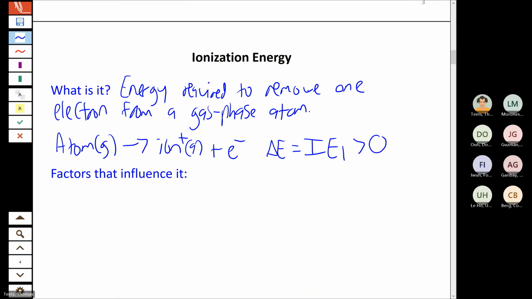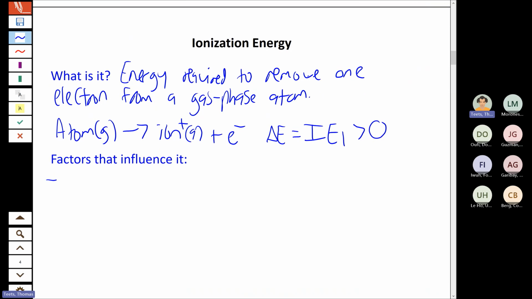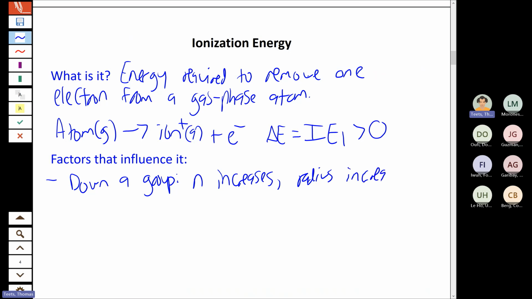Okay. So the factors that influence ionization energy are sort of related to the radius. As you go down a group vertically in a column of the periodic table, as we said, the principal quantum number increases, which means the radius increases. That's the trend we introduced last time. And that relates directly to ionization energy because as you go down a group, the attraction to the nucleus will decrease because the electrons are further and further away from the nucleus.